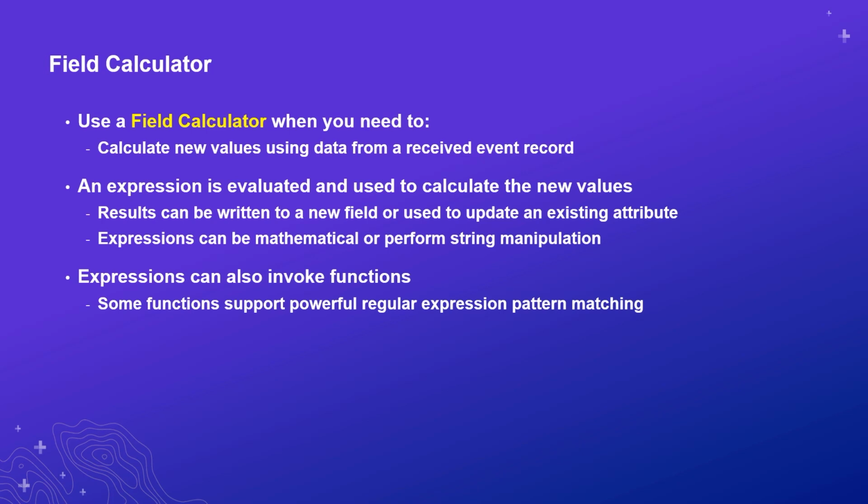Results from the processor's calculation can be written to a new field or used to update data in an existing event record's attribute field. The field calculator is one of the simplest yet most versatile of the available processors. It supports several functions as part of its expression, some of which accept regular expression patterns, which can be used to perform powerful string manipulation and formatting.